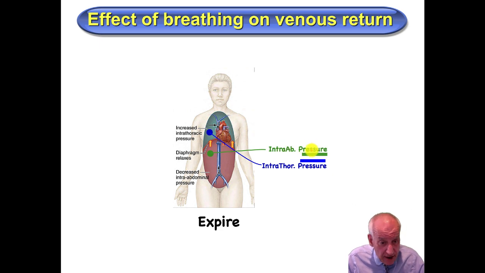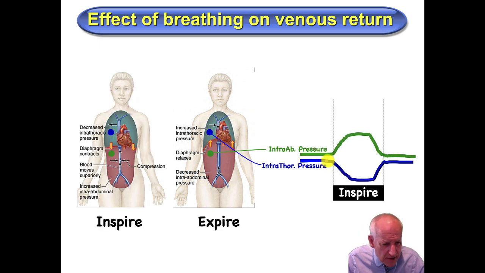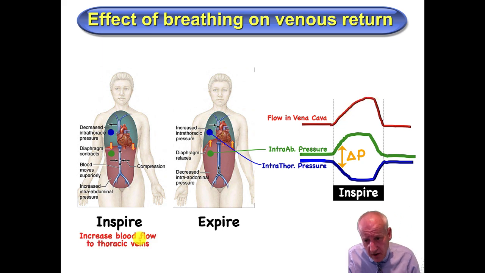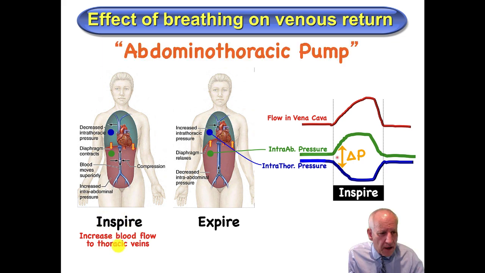Now we ask the subject to inspire, and we see that as the thoracic compartment expands, the pressure drops, and at the same time, as the diaphragm is pushing downward on the abdominal cavity, the intra-abdominal pressure increases. The difference in pressure between the abdominal cavity and the thoracic compartment is the pressure gradient that drives venous return from the lower periphery. And as a consequence, we see blood flow in the vena cava surge back to the thoracic compartment during inspiration. So to summarize, each time we inspire, there is a surge of blood flow back to the thoracic compartment, and this effect is called the abdominothoracic pump.